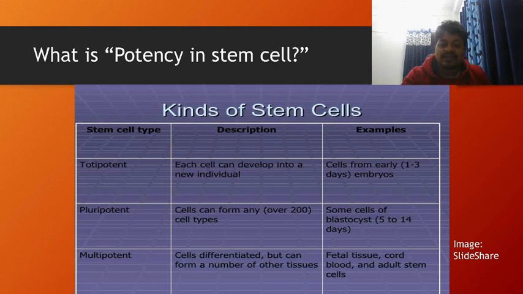For example, the fetal tissue, or the cord blood, or these adult stem cells, you can see this blood stem cell, mesenchymal stem cell, these are the adult stem cells. They have the potency to differentiate into multiple lineages. Like this mesenchymal stem cell, they can produce, say, the blood cells, right? But they cannot produce nerve cells. So they have the potency to differentiate into different lineages, multiple lineages, but not in that huge amount like the pluripotent or totipotent stem cells.